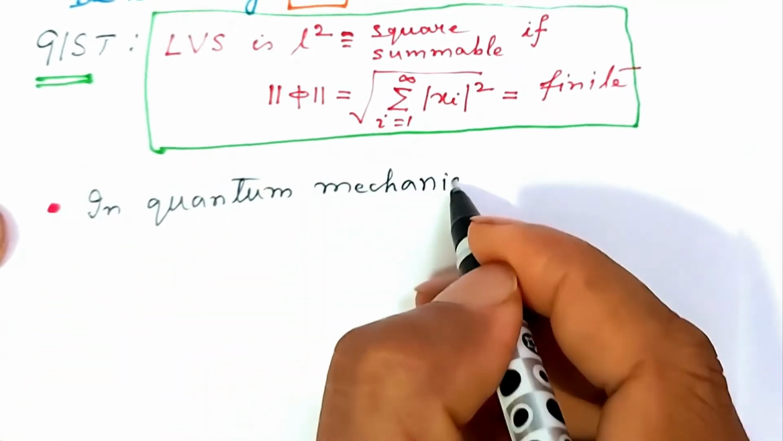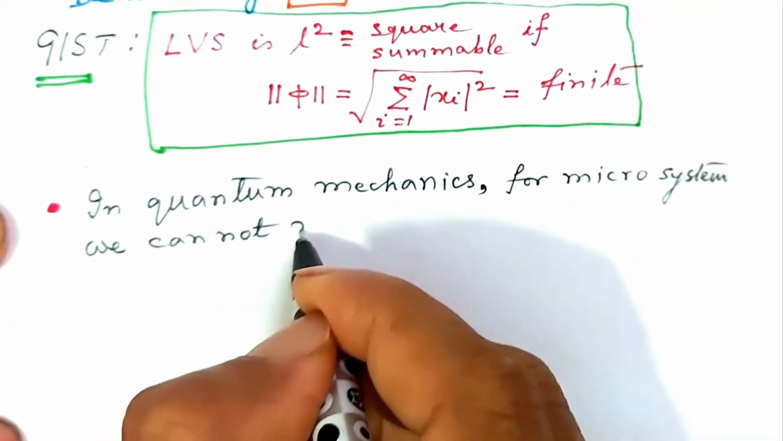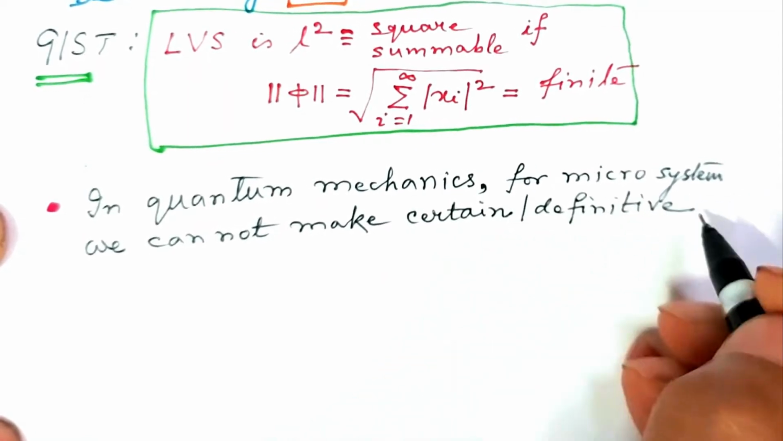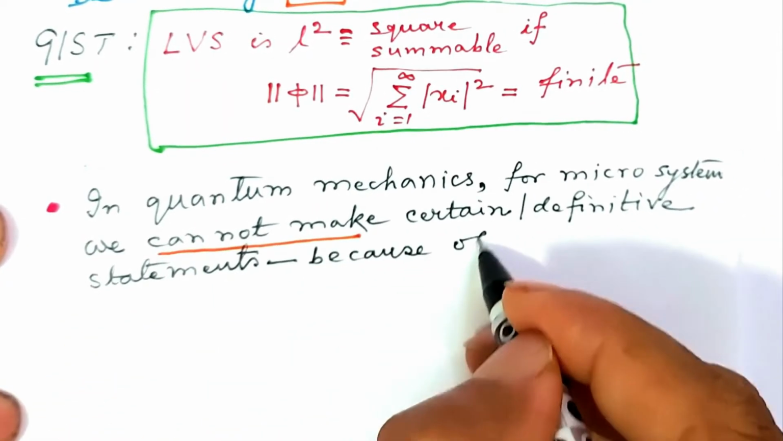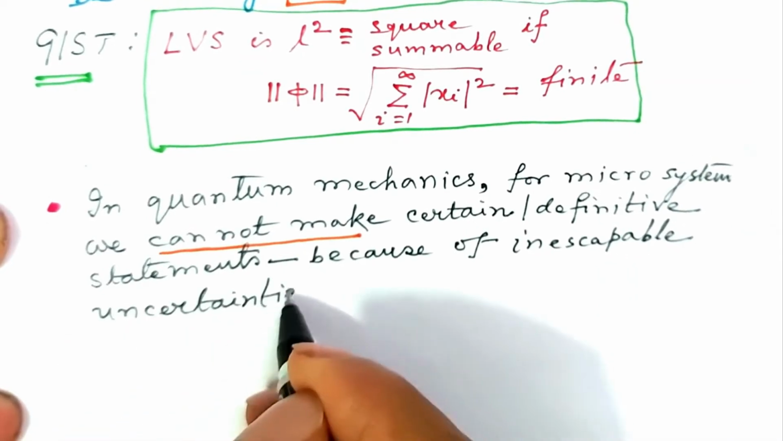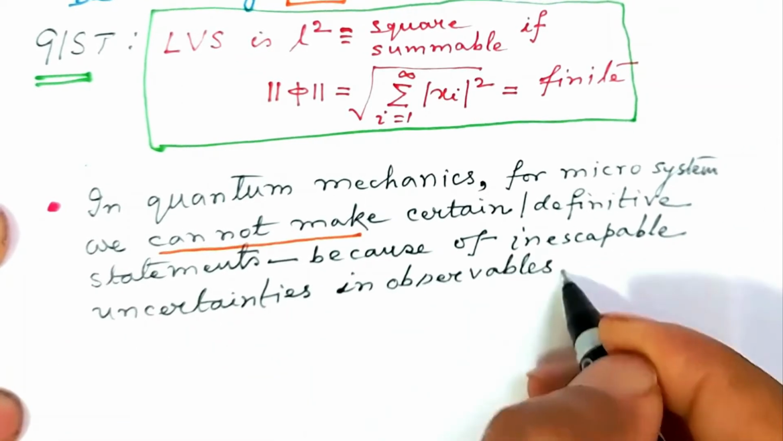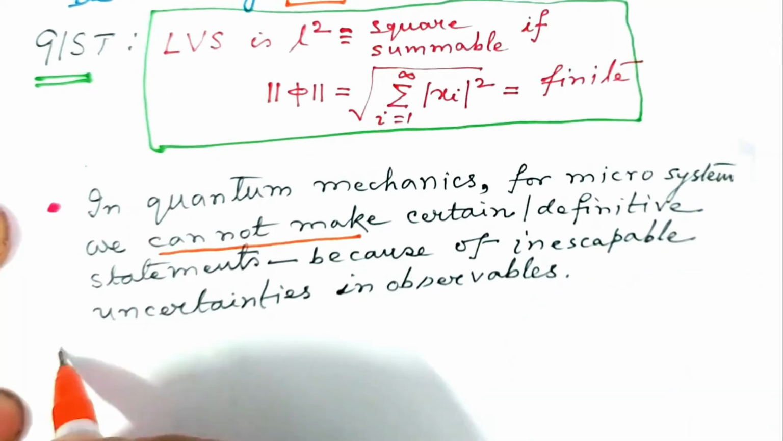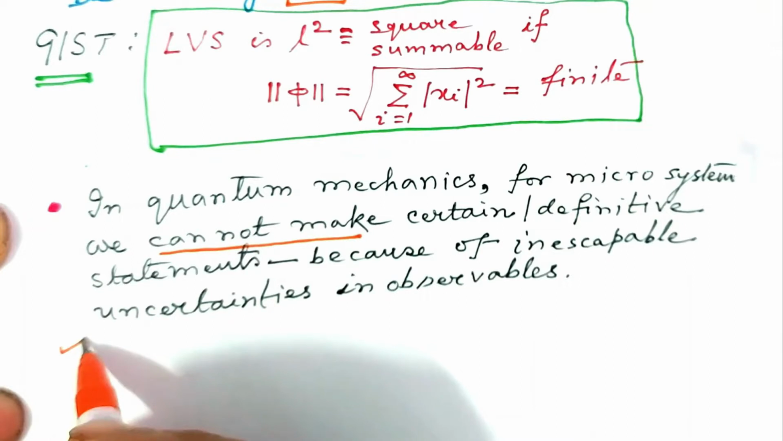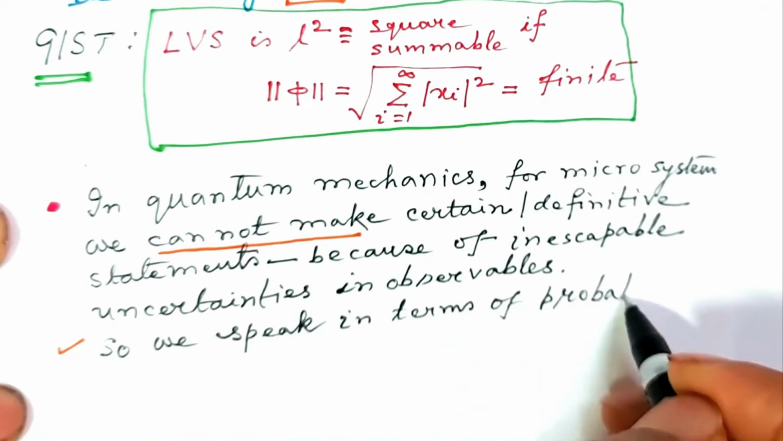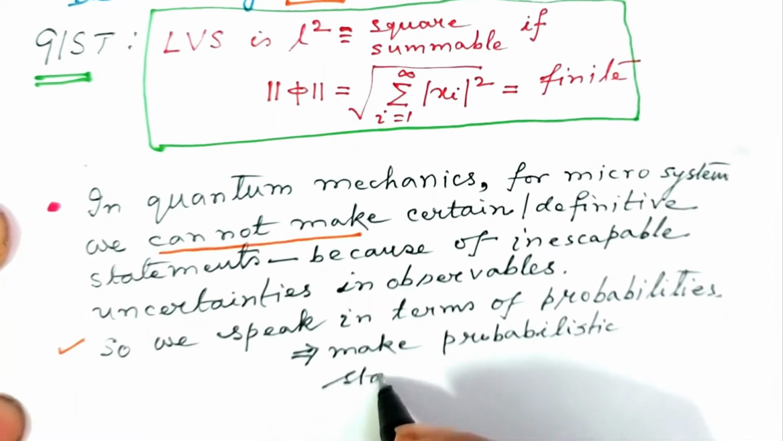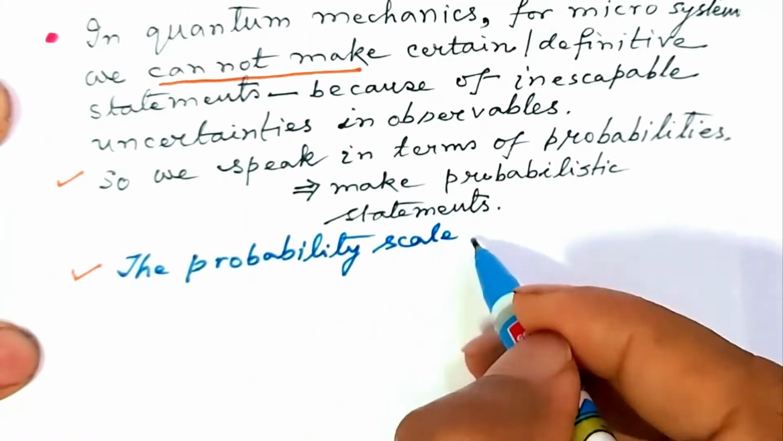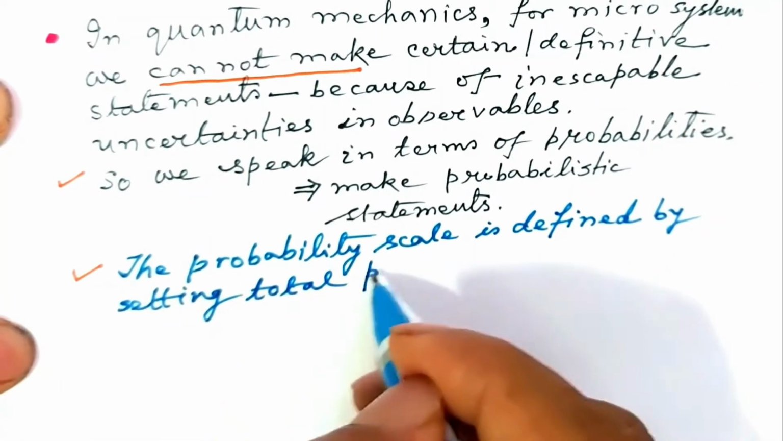In quantum mechanics for microsystems, we cannot make certain or definitive or deterministic statements because of inescapable uncertainties in observables, this being an inherent feature of the law of nature and addressed in quantum mechanics. As things are not definitive but uncertain, quantum mechanics makes probabilistic predictions. We speak in terms of probabilities, that is, make probabilistic statements. The probability scale is defined by setting total probability equal to 1.